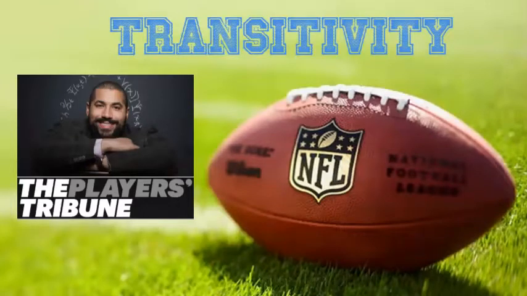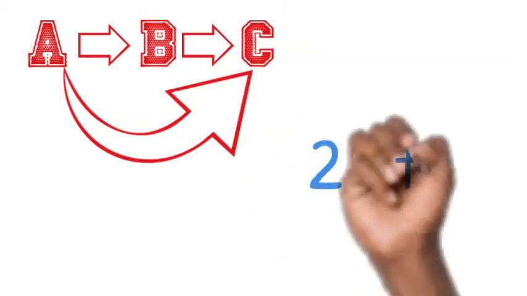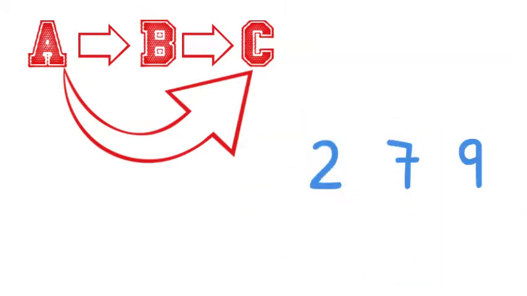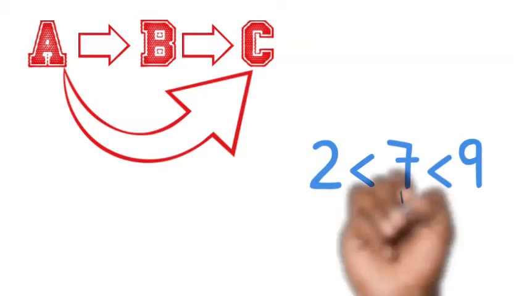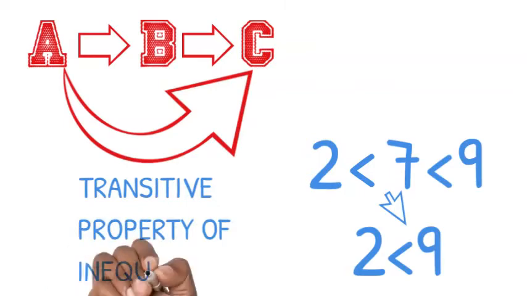Before we look at his example though, let's look at a simpler example of how transitivity works. A transitive relationship between three objects means that if the relationship holds between the first and second object, and also between the second and third object, then it has to hold between the first and third object. So, for example, if we take the numbers 2, 7, and 9, and we know that 2 is less than 7, and 7 is less than 9, then 2 also has to be less than 9. We call this the transitive property of inequality.